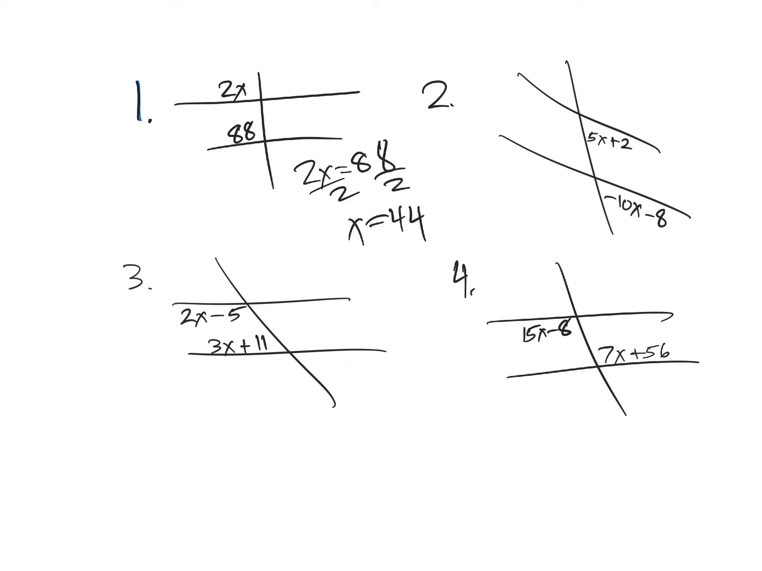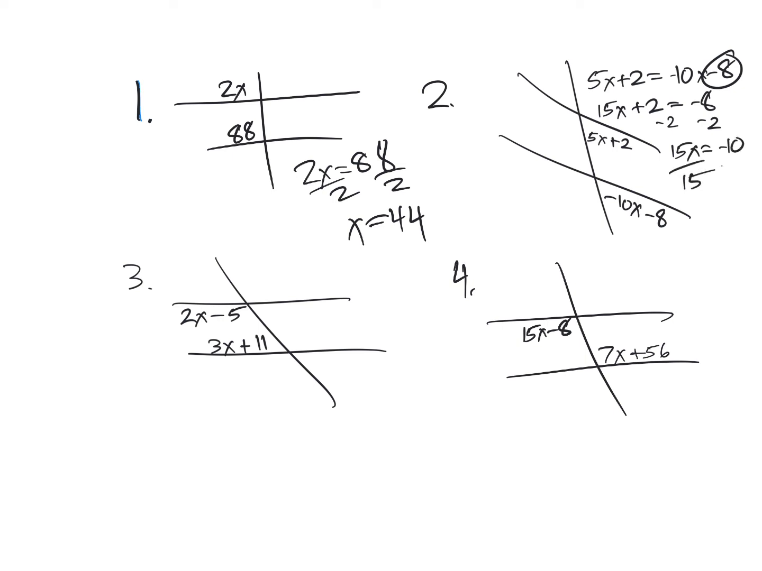Number 2, they're both on the same side of the transversal. They're both acute angles. That means they have to be equal. So you say 5x plus 2 is equal to negative 10x minus 8. So we're going to add 10x. Don't forget, don't drop that minus sign on the 8. It becomes a negative 8. Subtract 2. So 15x equals negative 10.